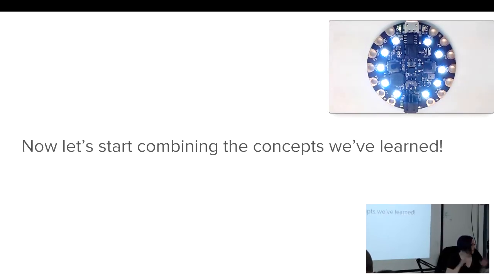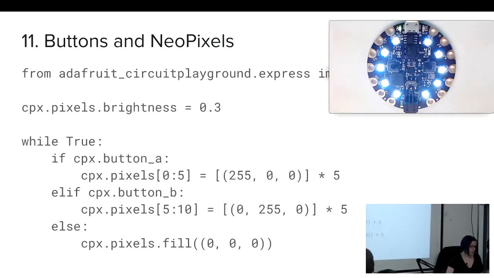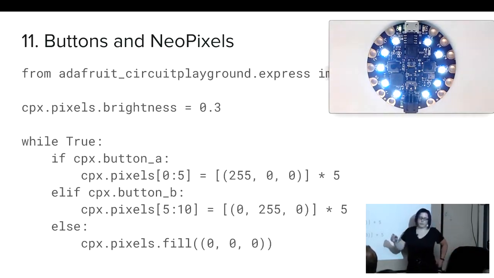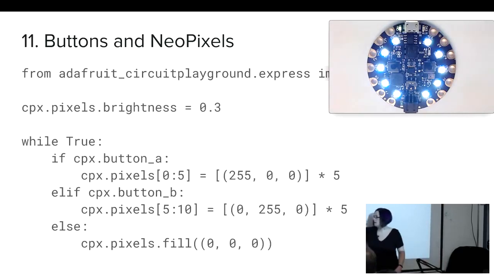All right. So now we're going to start combining all the things that we've covered, working towards combining them all together. So first, we're going to do this piece of code with the buttons and the LEDs. So the pixel code supports what's called slicing. And slicing is a way of taking a set of things and doing something with only part of them.